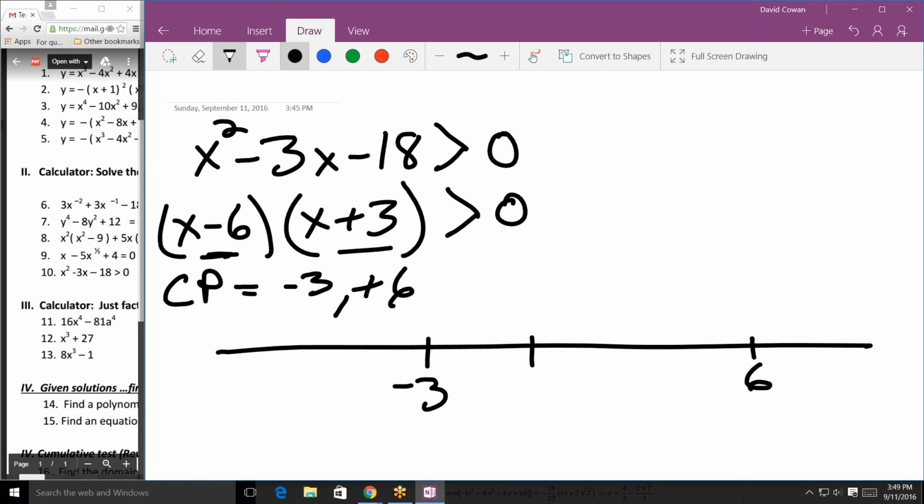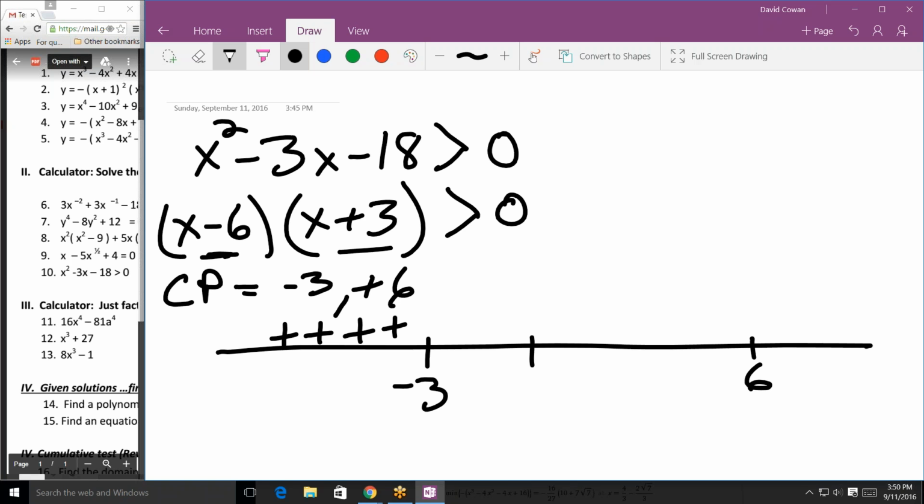Now what's a negative times a negative? A positive, which means every point to the left of -3 is positive. No matter what x value I choose, I could choose -100, and I still get a negative times a negative, which becomes a positive.